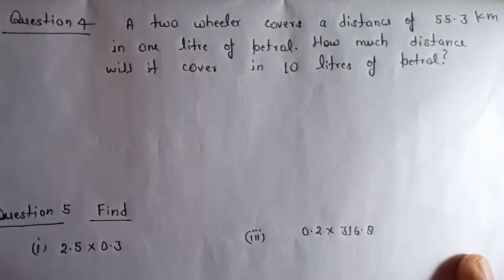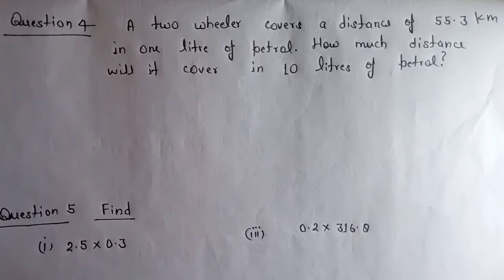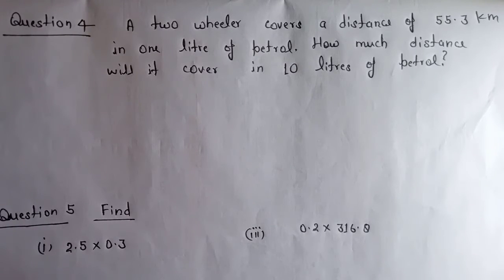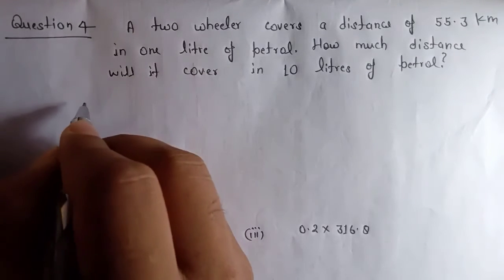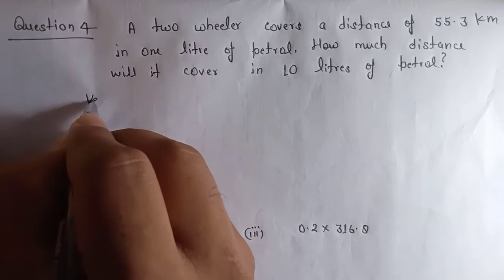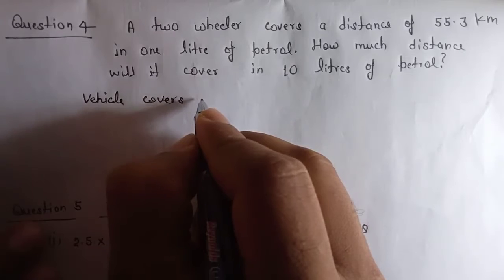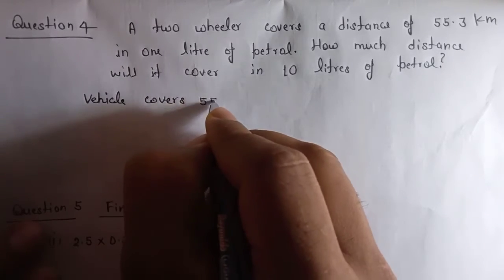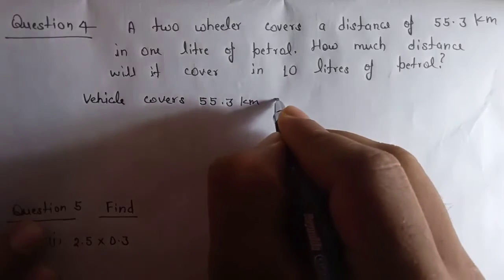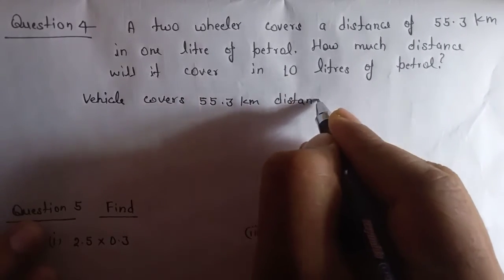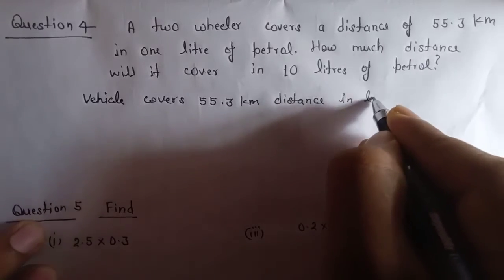We have another question, question number 4. A two-wheeler covers a distance of 55.3 km in 1 liter of petrol. Petrol is a type of fuel, and I hope that you know about that. How much distance will it cover in 10 liters of petrol? This question is of the unitary method. So you have to write the scooter or the vehicle covers 55.3 km distance in 1 liter of fuel.